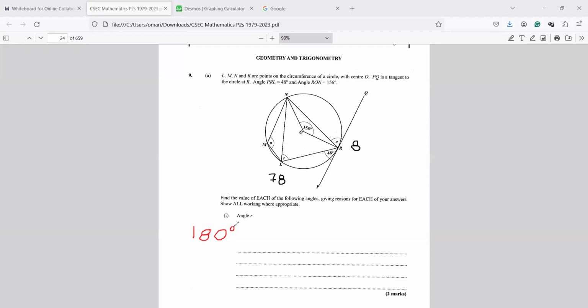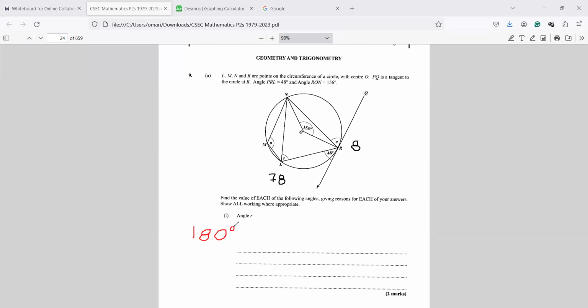I mean, I could have made a mistake. So I'm interested to hear, so I can see what's happened. Okay. But so you're saying RON is an isosceles triangle because OR and ON are both radii.